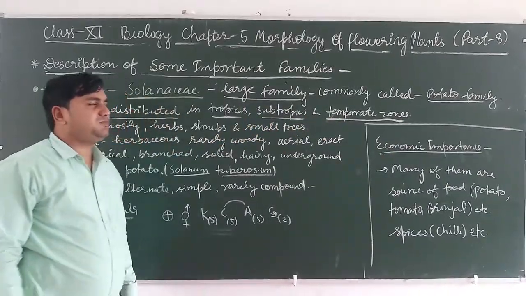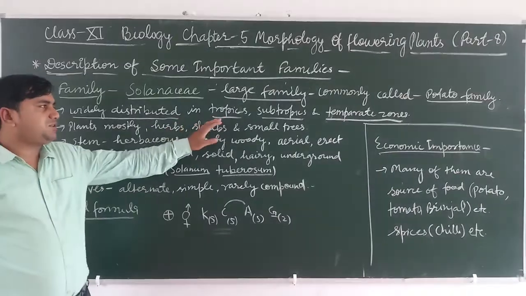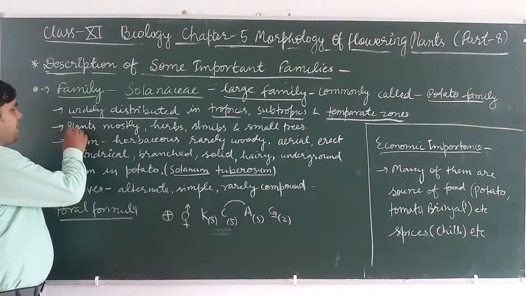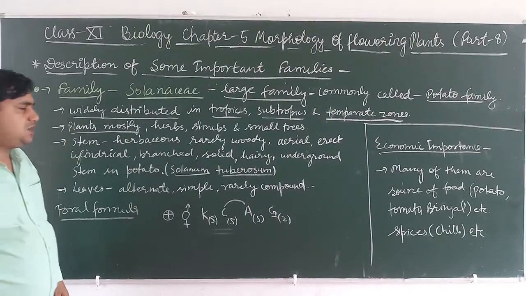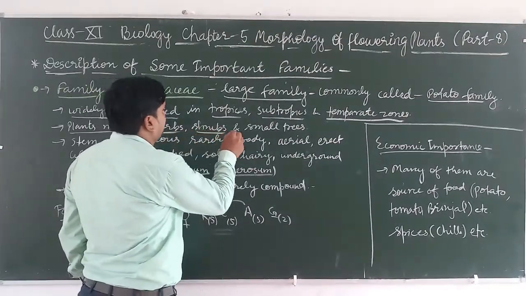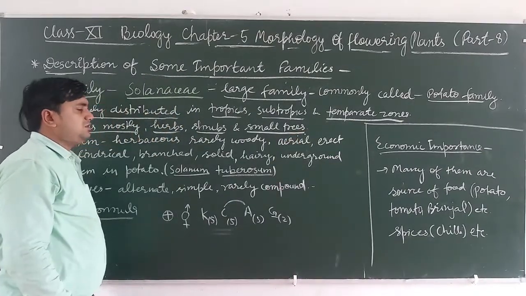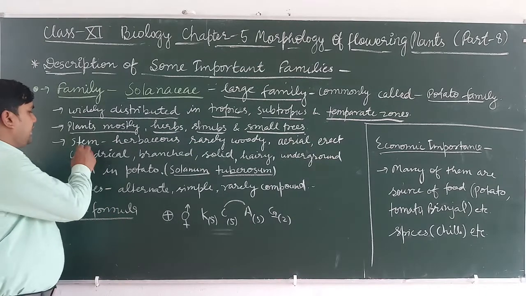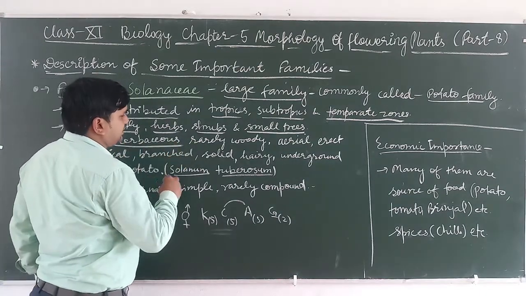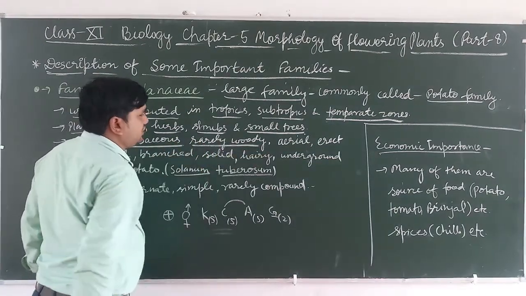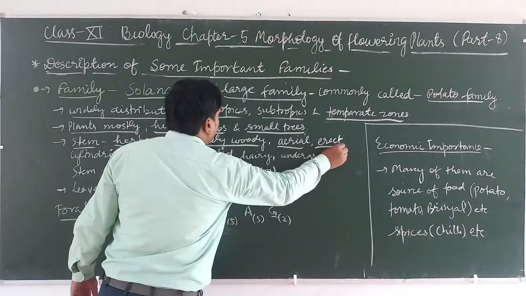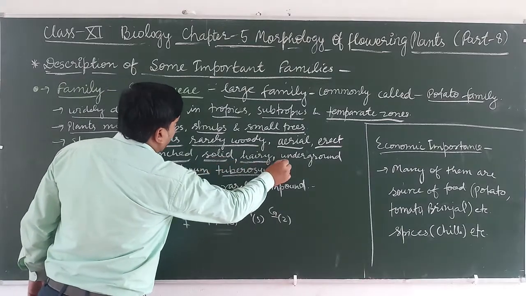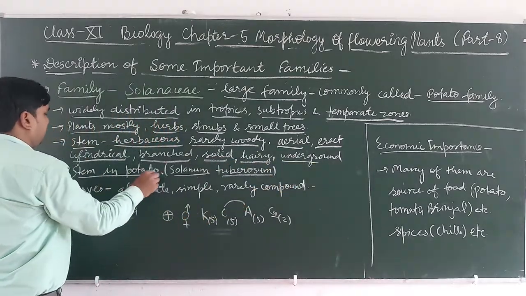It is widely distributed means it is found where? In tropics, subtropics region and temperate zone. And plants are mostly, in their vegetative character, herbs, shrubs, and small trees. Stem is herbaceous, greenish color, rarely woody, aerial, erect, and cylindrical, branched, solid, hairy, and underground stem found in potato.